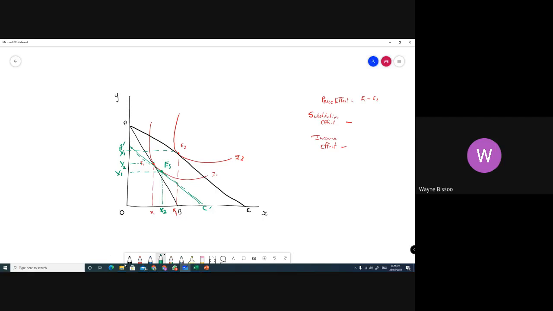So the substitution effect is going to be measured by the movement from E1 to E3. That's this movement here along the indifference curve when we held back the income effect. And then when we released the income effect, we moved from E3 to E2, which then allows us to consume Y3 and X3 quantities, greater quantities of both goods.